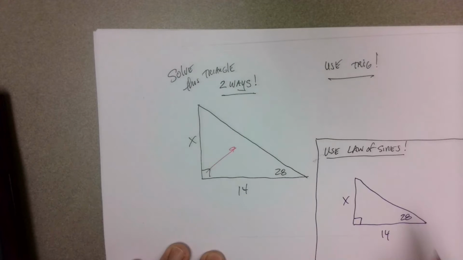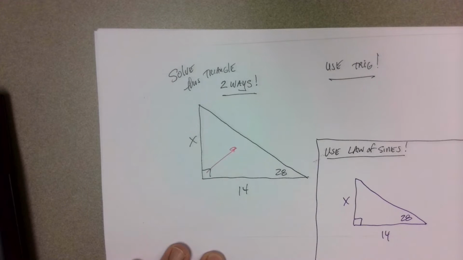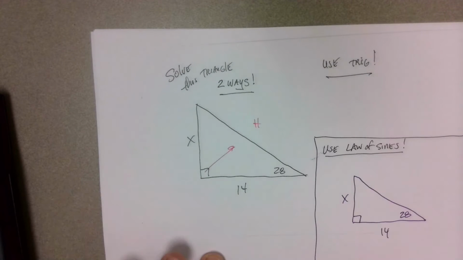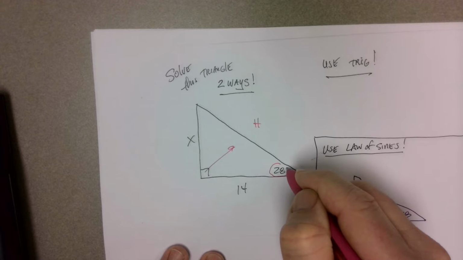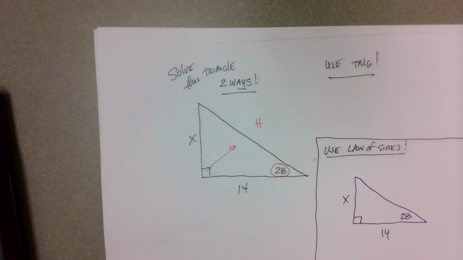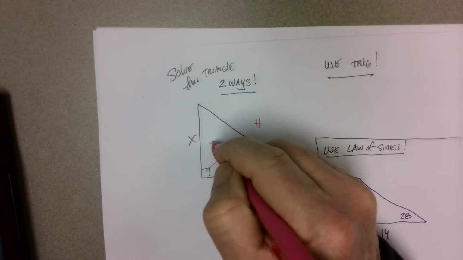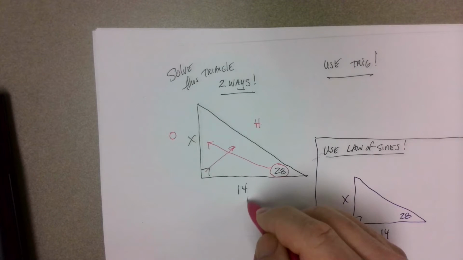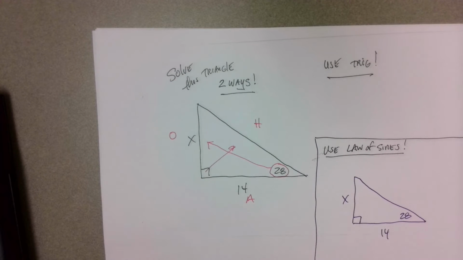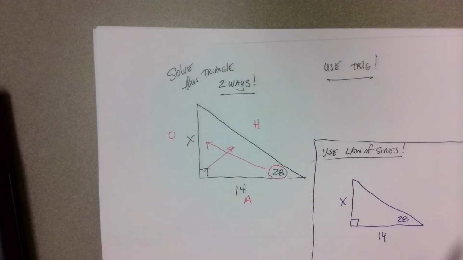I would draw an arrow from the right angle to identify the hypotenuse. I would look at this triangle from the perspective of the given acute angle. So that makes this one the opposite, and that would make this side the adjacent. So from that perspective, this is how I would label my triangle.